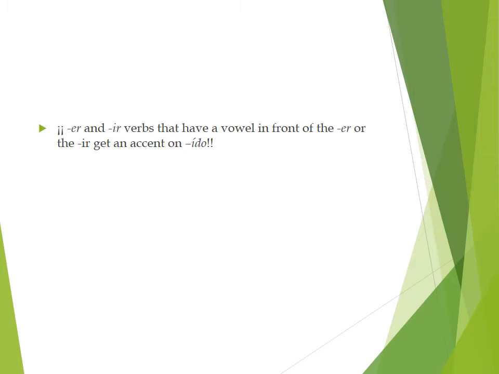ER and IR verbs that have a vowel in front of the ER and IR endings get an accent in the past participle when it changes to ido. For example, leer would be what, class? That's right, leído. ¿Y cómo se deletrea leído? L-E-I con acento de O. What about oír? That's right, oído with an accent where? Over the I.